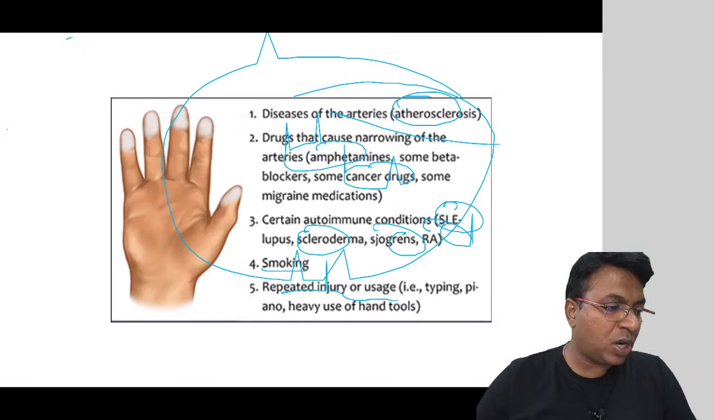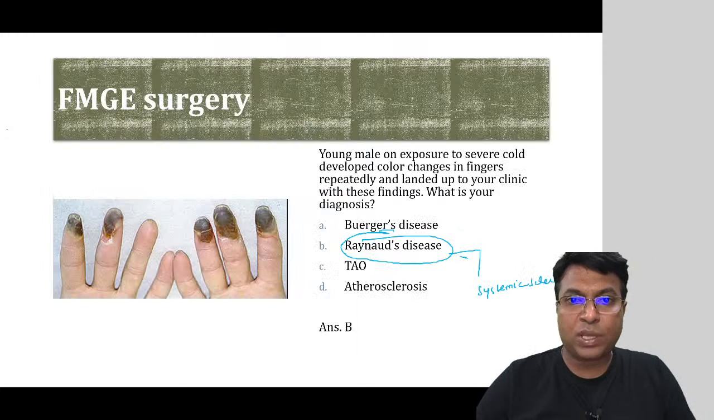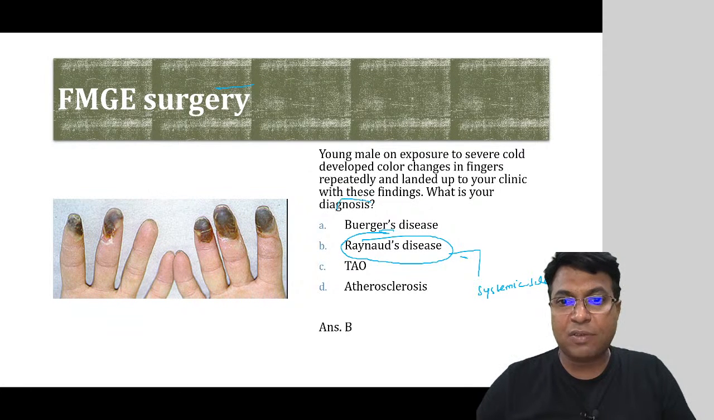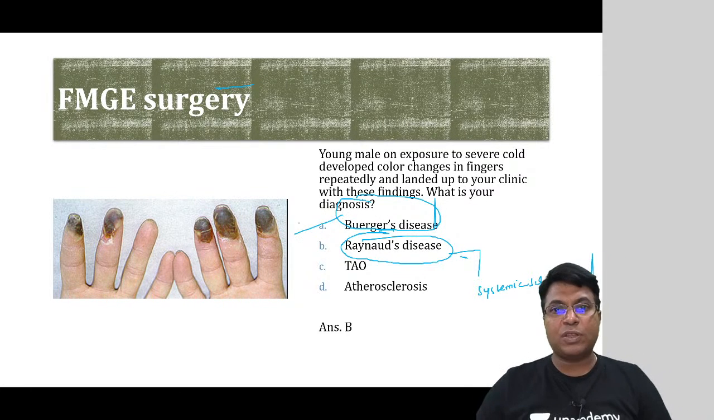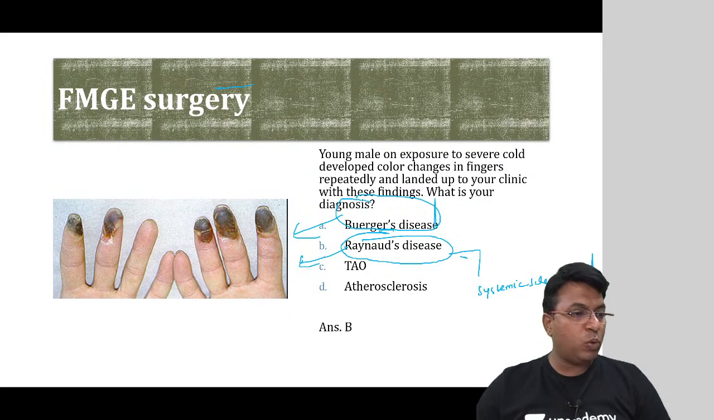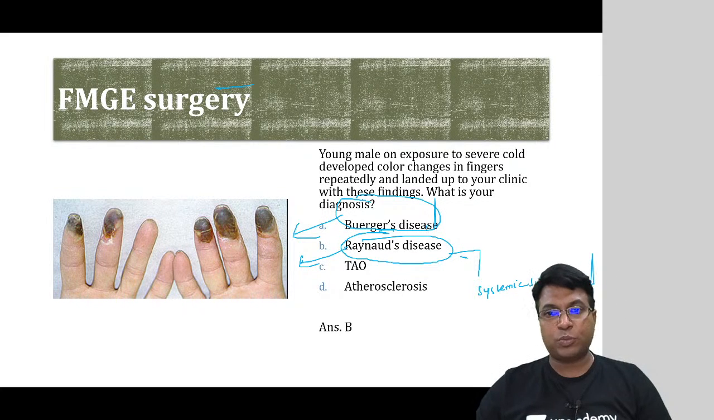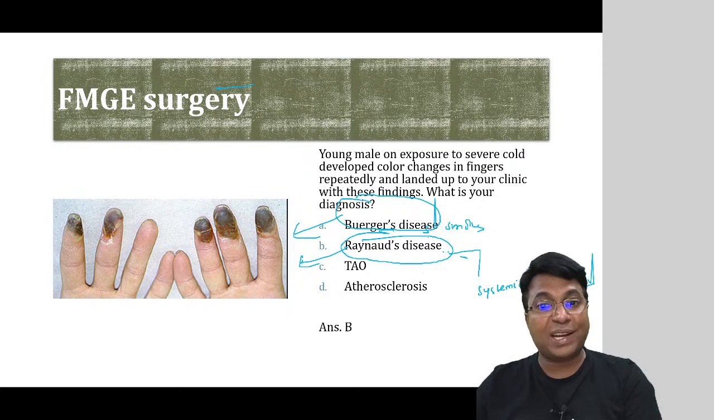Magesh, that's not what you are telling. Smoking is for Buerger's disease. Buerger's disease is a separate disease involving the lower limb. Don't get confused between Buerger's and Raynaud's. Buerger's disease is totally different and is associated with smoking. Raynaud's is most commonly associated with cold exposure.